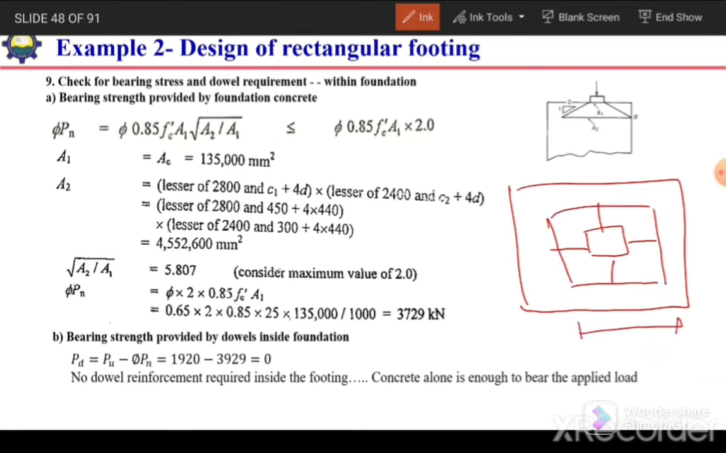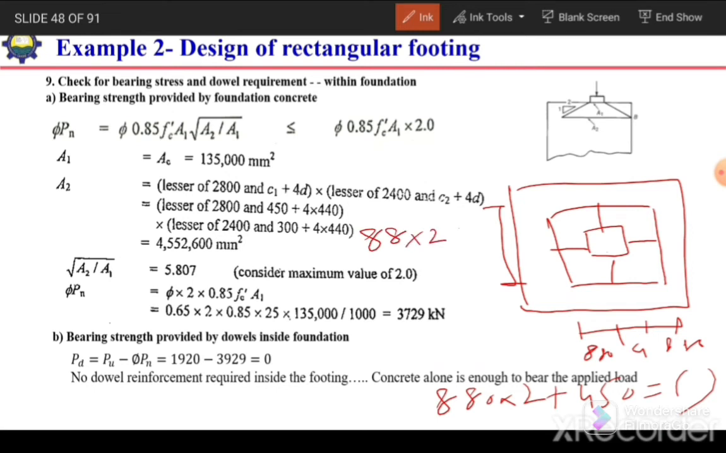So this dimension will become C1, 880, C1 and 880. So it will be 880 times 2 plus 450. And similarly this dimension will become 880 times 2 plus 300. So by multiplying these two dimensions, we can calculate the A2, and this A2 will come out to be 455,600 millimeter square.